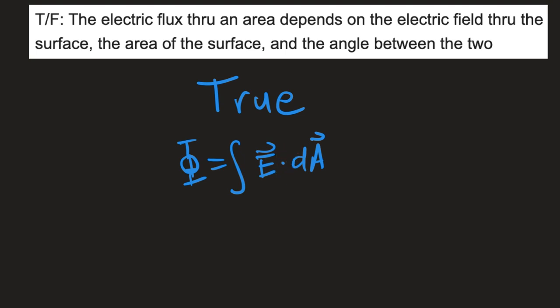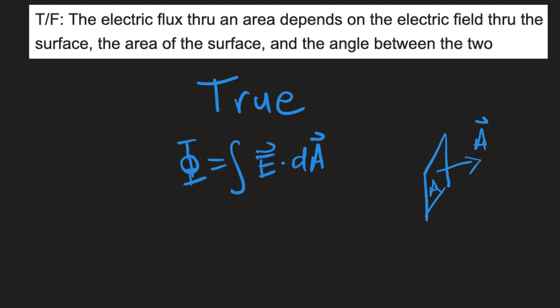I know this is kind of abstract, so let me give you a little picture here. If we have some area here, of size A, then we have an area vector coming out. We said that areas can have vectors. And so we have an area vector there.